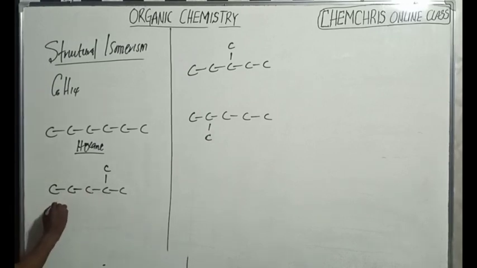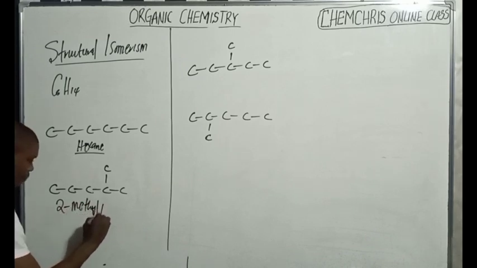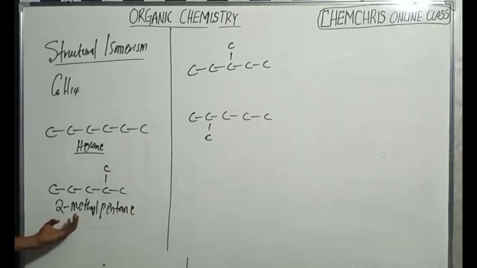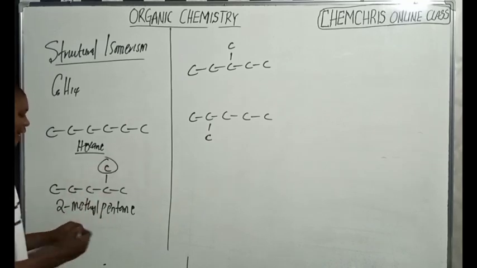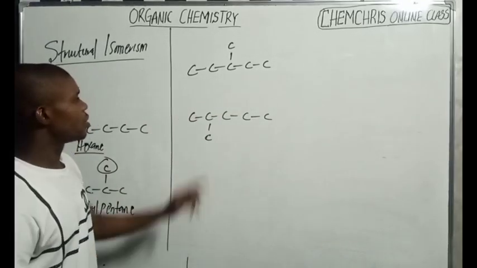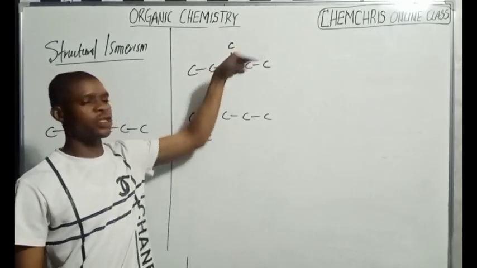So here we have 2-methyl pentane, right? 2-methyl pentane. Now, why? Because this one is now the substrate. Now, what will be the name of this one? Now, remember the carbon atom that carries the branch, because this one is like a branch.